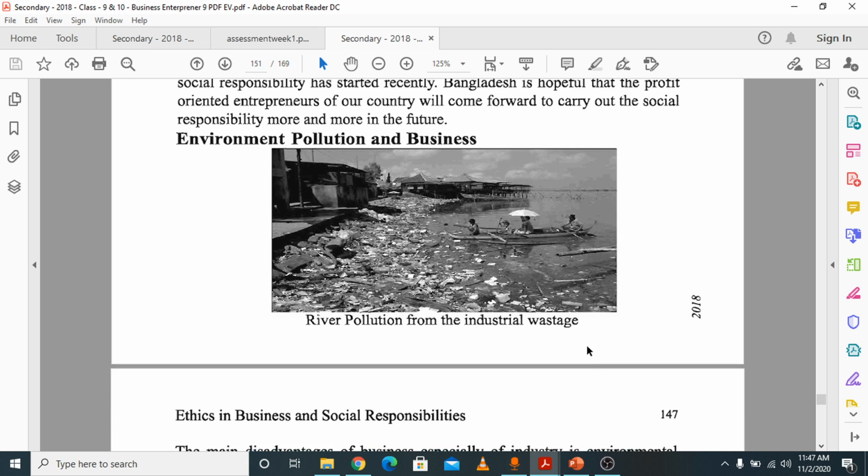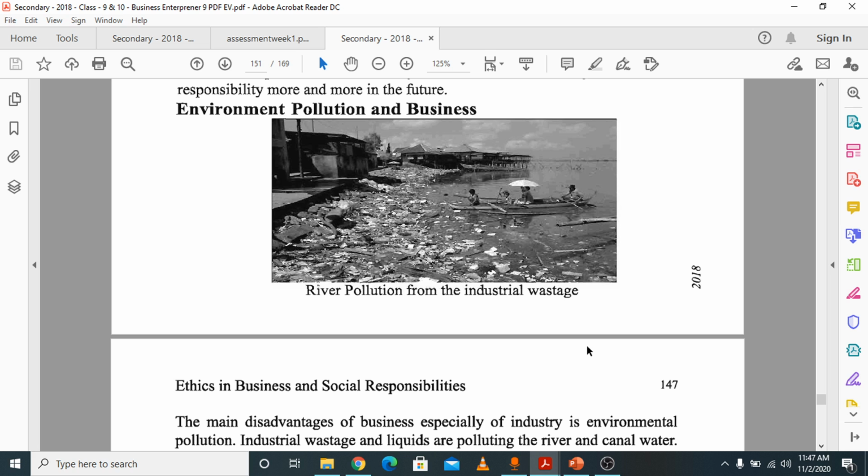Now another important topic from this chapter: environment, pollution and business. What is the main disadvantage or what is the main problem of industrial development? The environmental pollution. The answer is the environmental pollution.